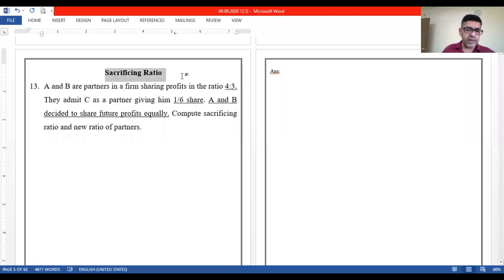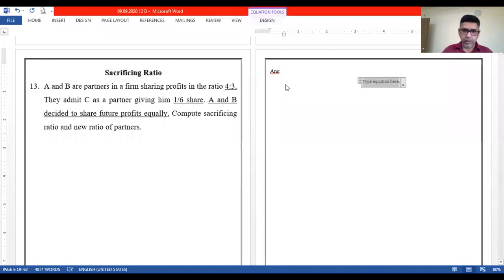Towards the next topic, that is sacrificing ratio. Again, this is not going to be something new for us. Now, to calculate the sacrificing ratio, we know that the old ratio and new ratio have to be there with us. Now, if the new ratio is not given to us, that needs to be calculated. Once we have the old and the new ratio, it is very easy for us to calculate the sacrifice.